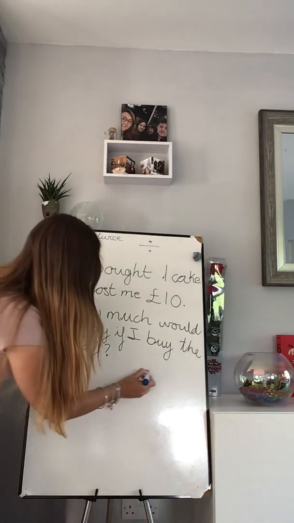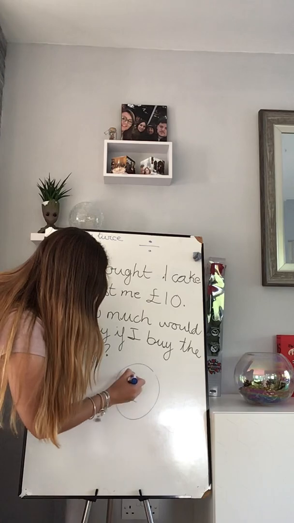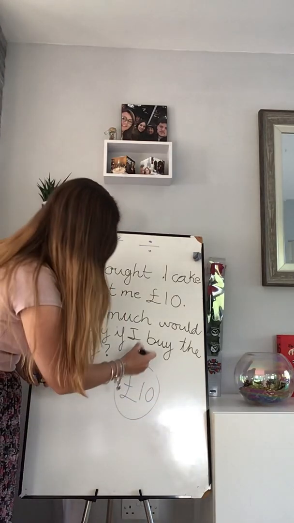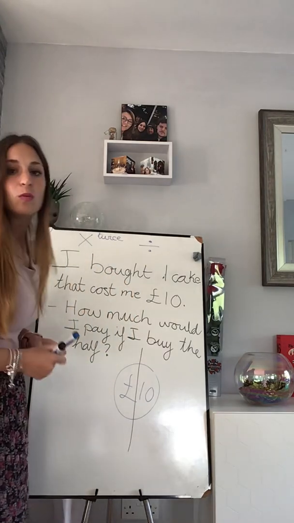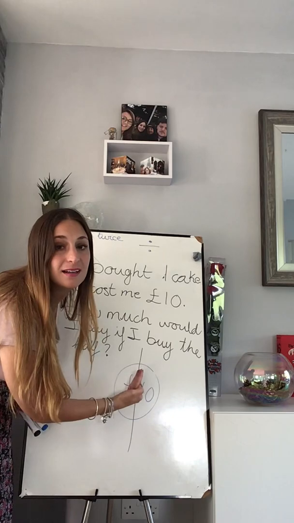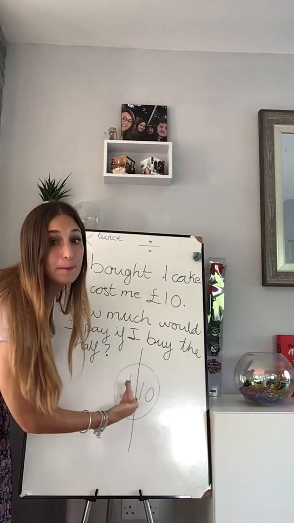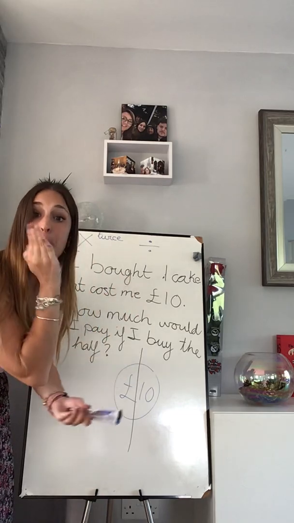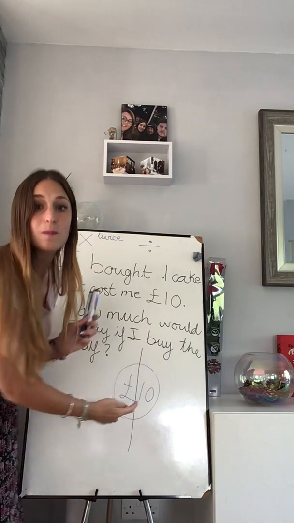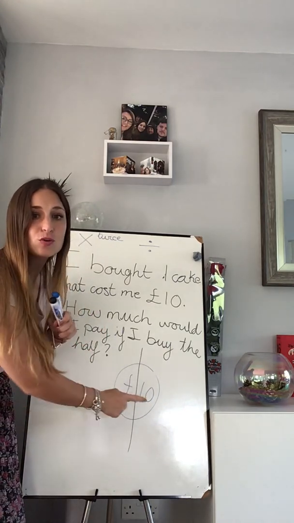So let's see what happened. I have the cake that was £10, and I am only going to eat the half. What am I doing to the cake? Am I making more or am I making less of the cake? Making less. I am cutting it. I am splitting it. I am dividing it into 2 equal parts. That's the half. 2 equal parts.